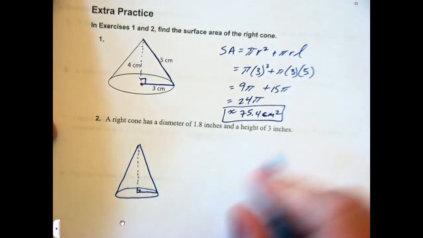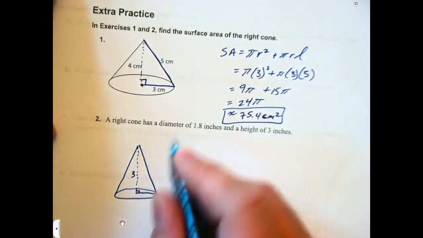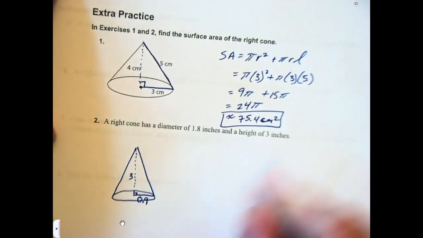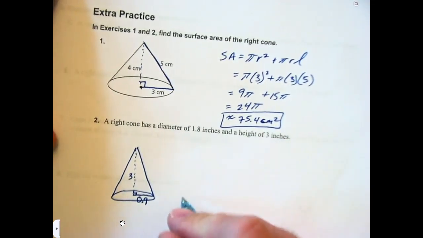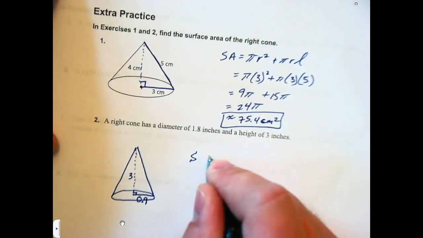And there's a right triangle in the middle there. They tell you that the height is 3, the diameter is 1.8, which means the radius is 0.9, or half of that. Okay, find the surface area. You still have to use the same formula.